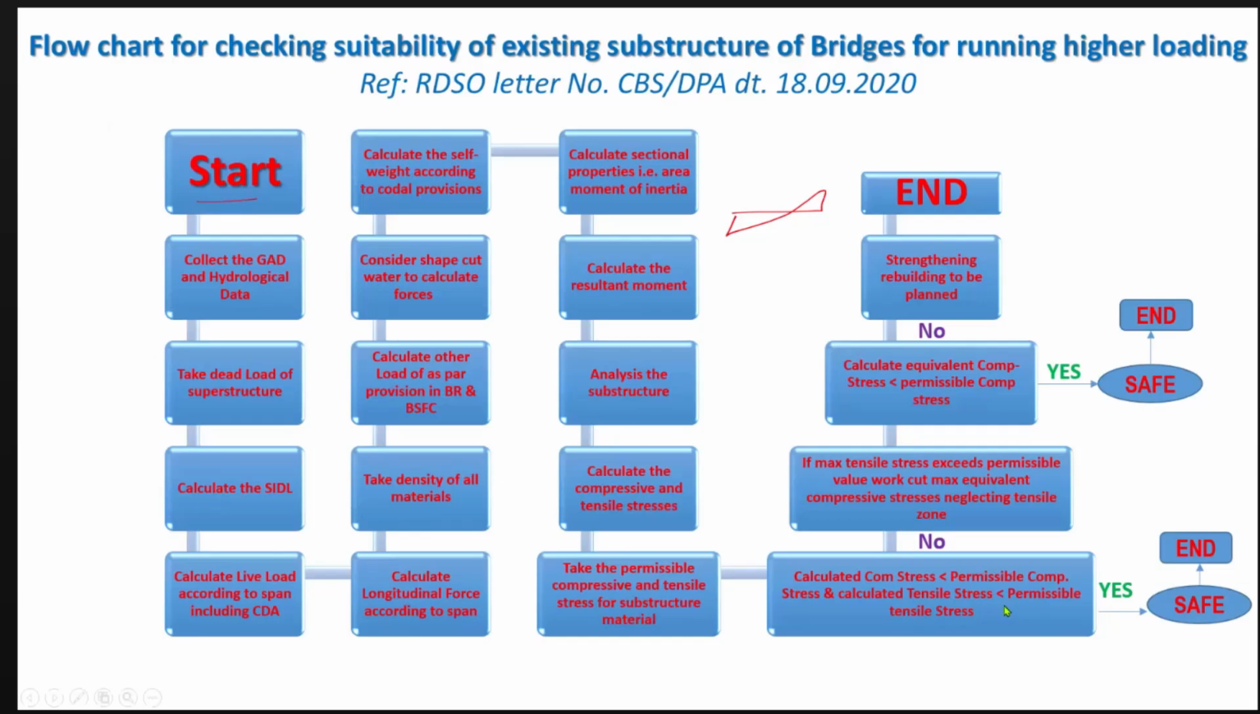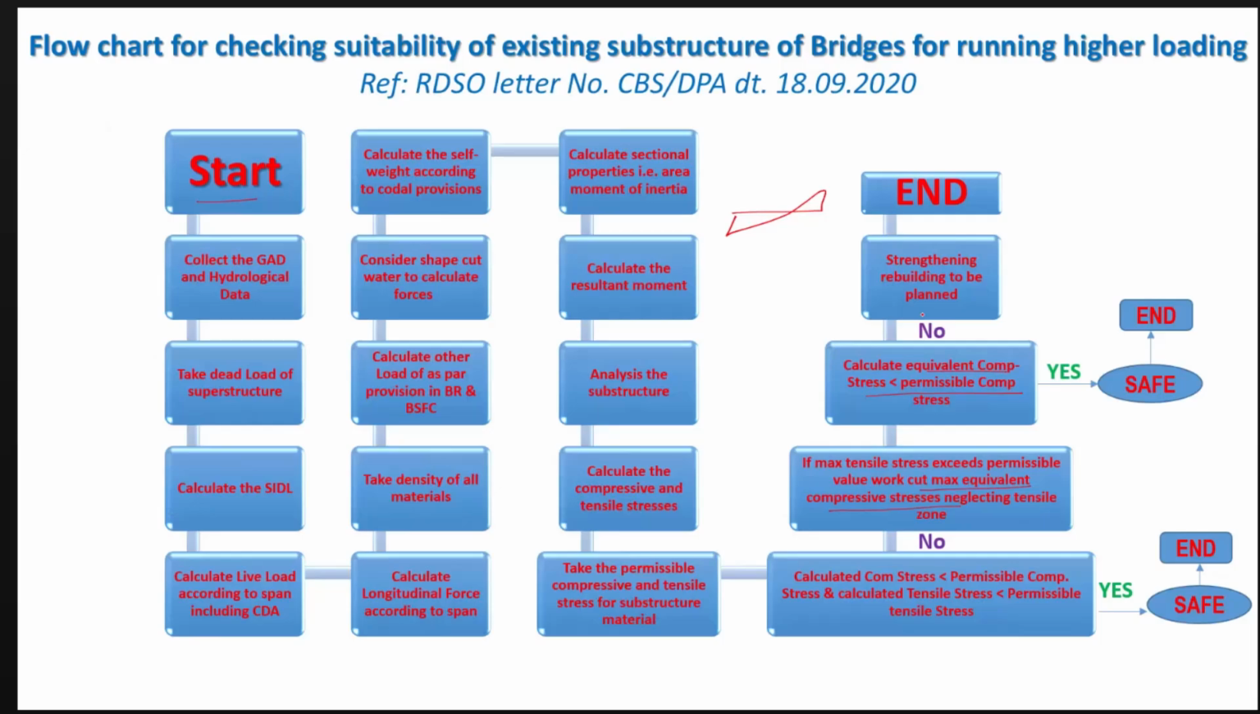If there is tensile stress, then take the equivalent compressive stress for it. If the maximum tensile stress exceeds the permissible strength, then make the equivalent compressive stress and neglect the tensile zone. Then the equivalent compressive stress should be less than the permissible compressive stress. Then if it is within the limit, it is safe. Even if it fails, then we have to plan the strengthening or rebuilding, and then we can make our substructure safe.